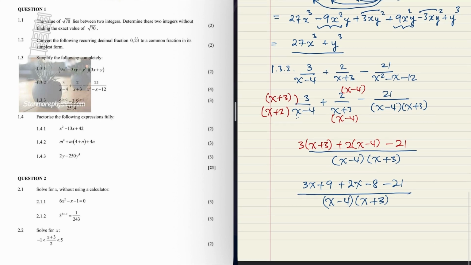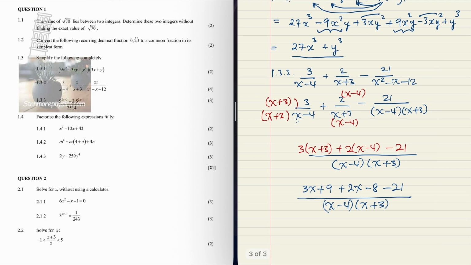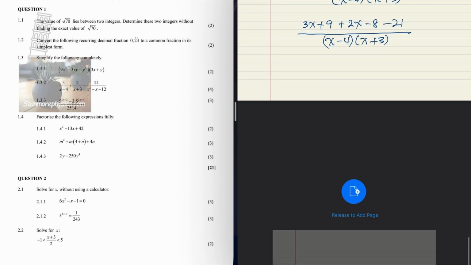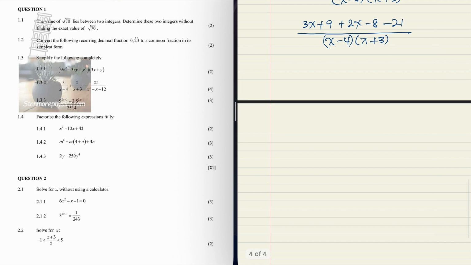Now I haven't expanded the denominator because most times something will need to cancel. So now I can simplify like terms here. So 3x plus 2x will give me 5x. So here I'm going to have 5x. 9 minus 8 is 1. And 1 minus 21 is minus 20. And that's all over x minus 4 and then x plus 3.